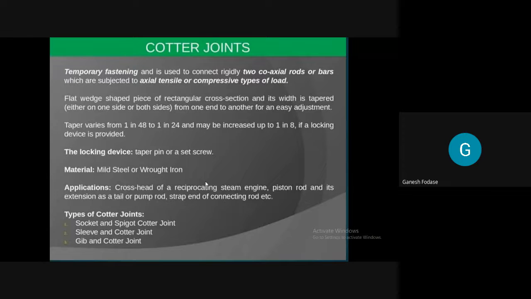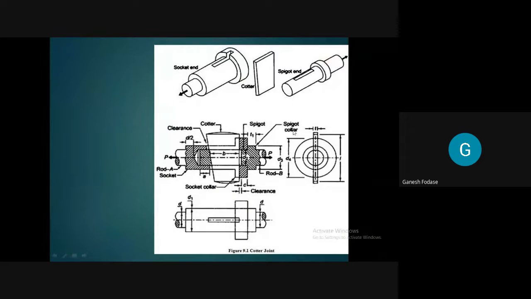Yes, simply. Okay. Now the types of quarter joints. Someone was asking me whether it is a socket or spigot or something. So remember, there are three types of quarter joint basically. One is the socket and spigot joint, which of course is a quarter joint only, in which there is a socket and spigot along with the quarter. Then there is the sleeve and quarter joint and the cotter and quarter joint. These are the three types of quarter joints.